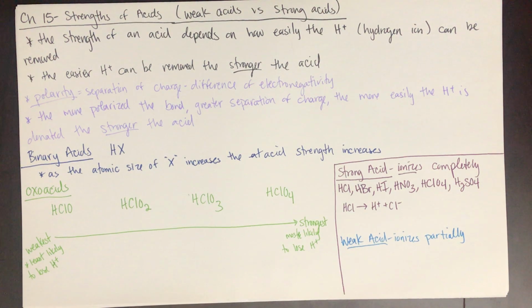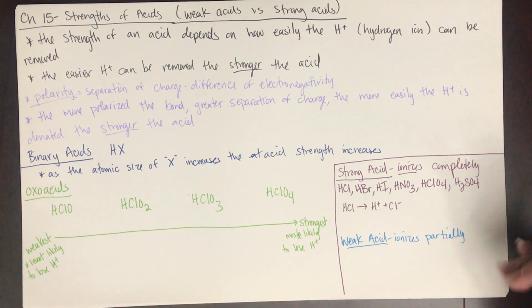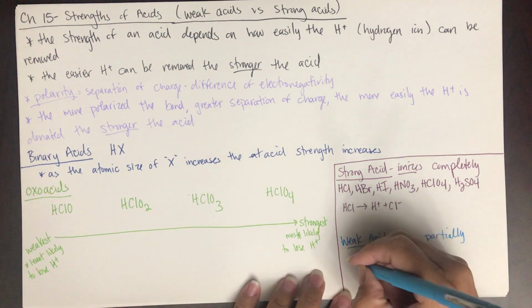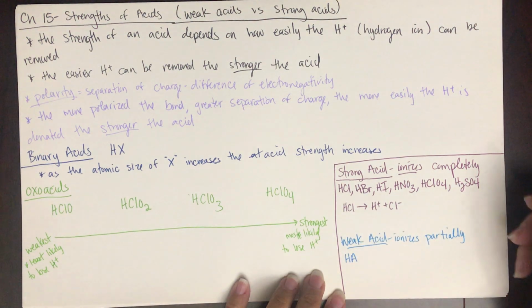So what I mean by ionizes partially is that it exists in equilibrium, meaning it does not break apart all the way. Some of it breaks apart and some of it stays together. There are hundreds of weak acids. You are not responsible for memorizing the weak acids. You just need to know anything that is not one of these 6 strong acids is a weak acid. The generic formula for a weak acid that we use is HA.